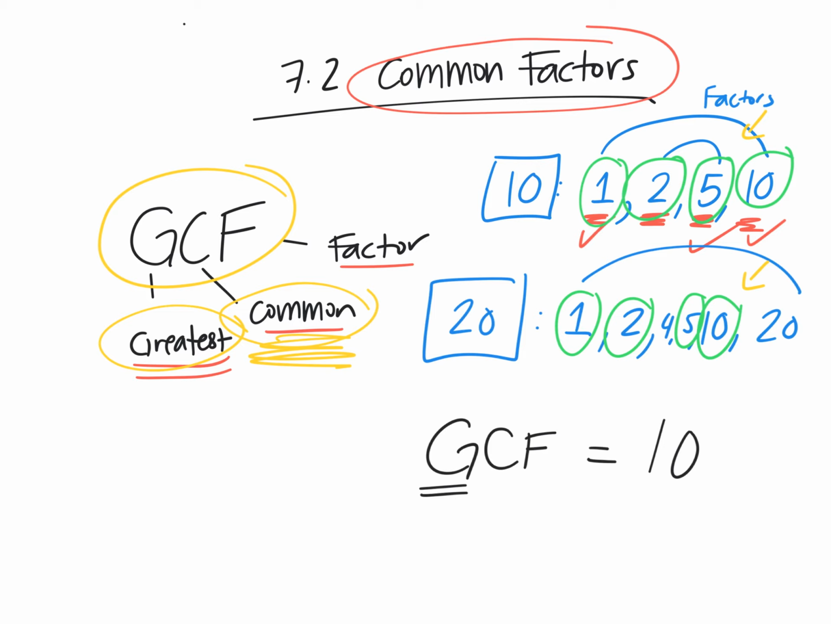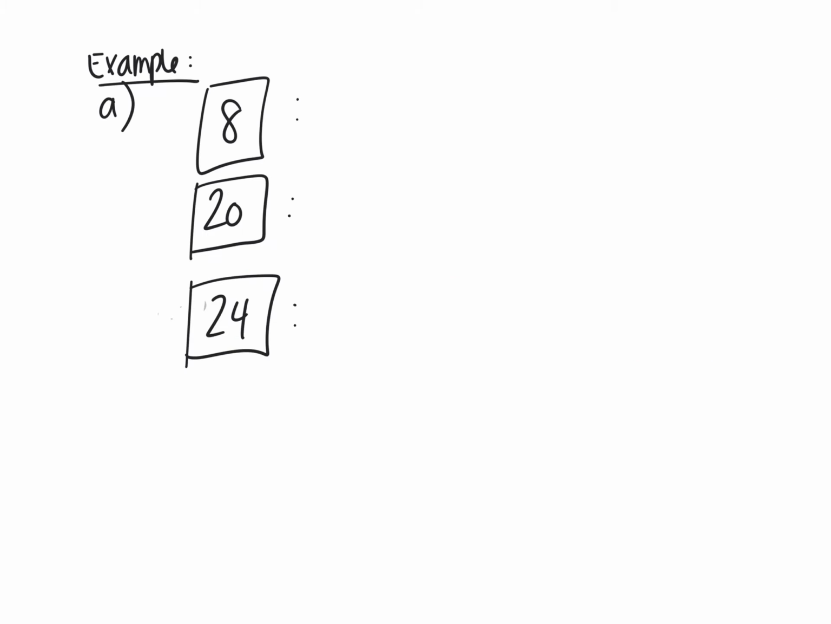Okay? This is the introduction to factoring. We're trying to figure out common factors for a set of terms. So to find the greatest common factor, you're finding the largest number that divides evenly into each of those terms. Okay, so let's do an example. For this set of terms, I have an 8, a 20, and a 24. For each one, I want you to find the factors. So do it right now in your group.